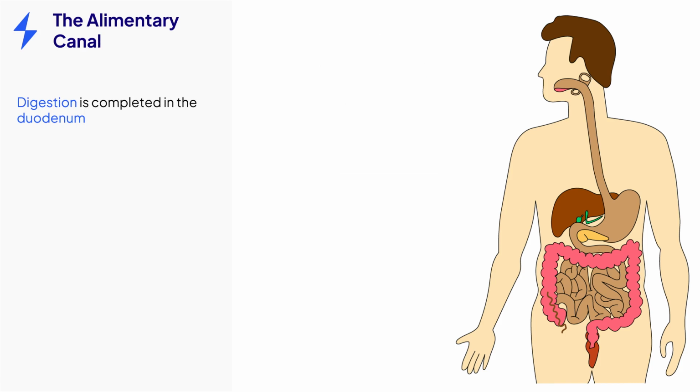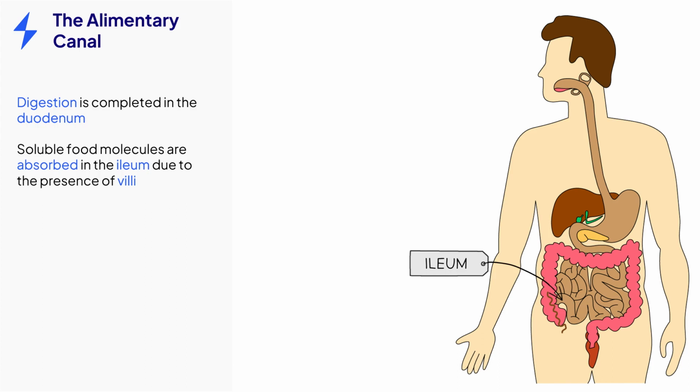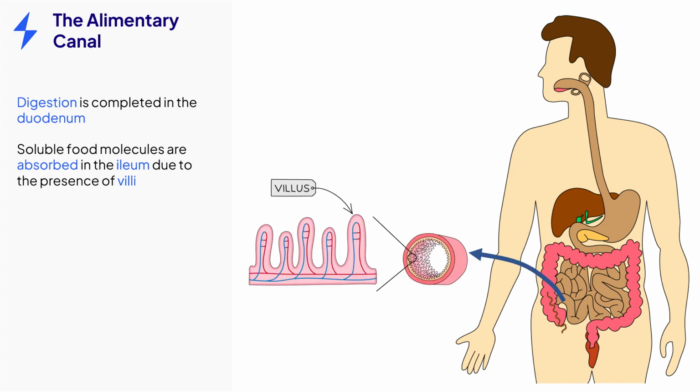Next, the food enters the duodenum, which is the first part of the small intestine. Here the process of digestion will finish in the alkaline pH created by the secretions of the accessory organs, such as the liver and pancreas. The last part of the small intestine is the ileum, and here absorption of digested food molecules will take place. This part of the small intestine is lined with villi, which increases the surface area for absorption.